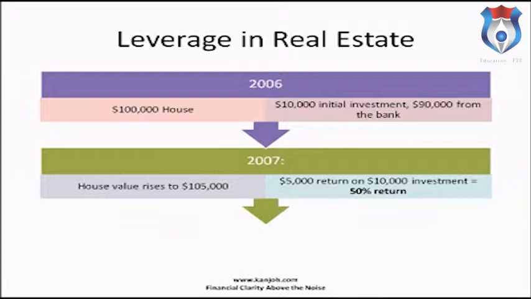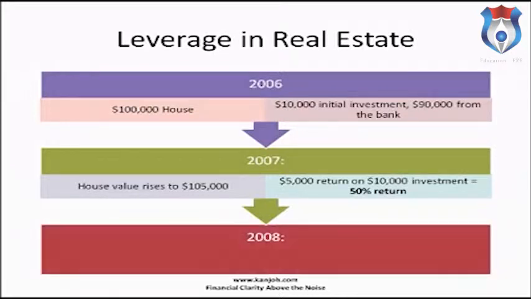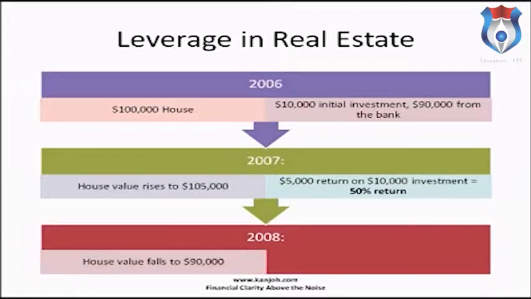But hang on a sec. Let's now move on to 2008, which was certainly not a good year for real estate. In 2008, my house value falls to $90,000. So now you're thinking, okay, I've lost $15,000 from 2007 on a $100,000 house. That's not great, obviously, but it's not that bad. It's actually a lot worse than you think. And here's why.